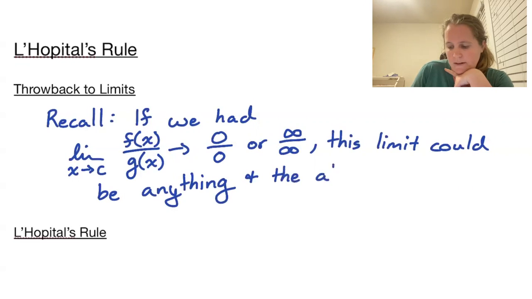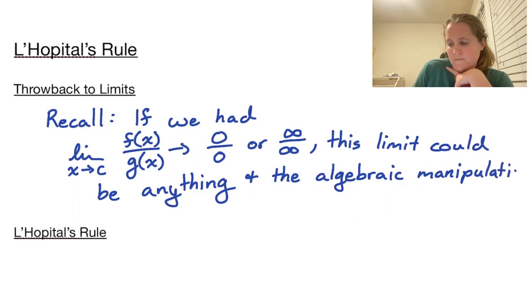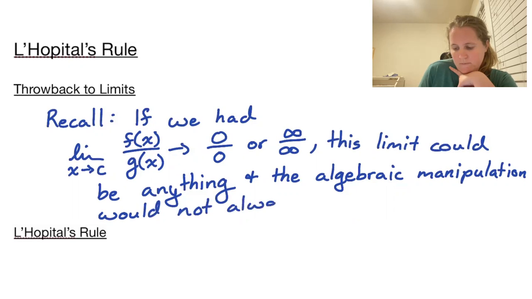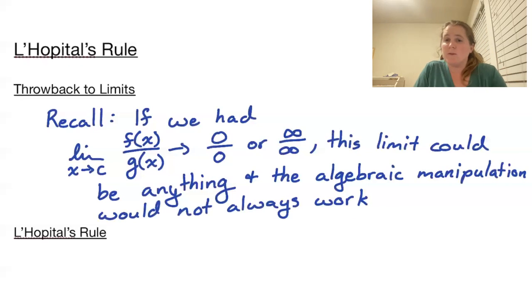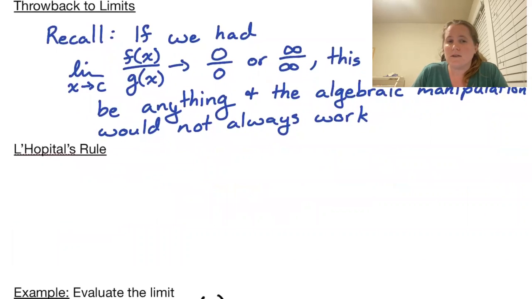So the algebraic manipulation would not always work. Sometimes we could cancel out a common factor that would give 0 from the numerator and denominator and get rid of the 0/0 situation. But we didn't always have that option. And so L'Hopital's rule will give us another way to evaluate such limits.